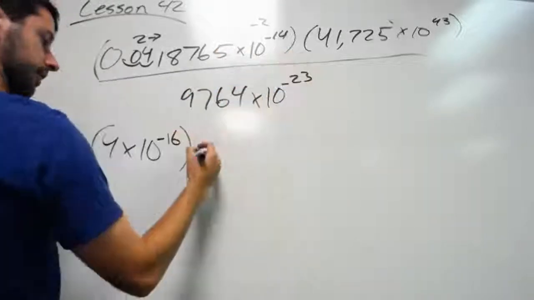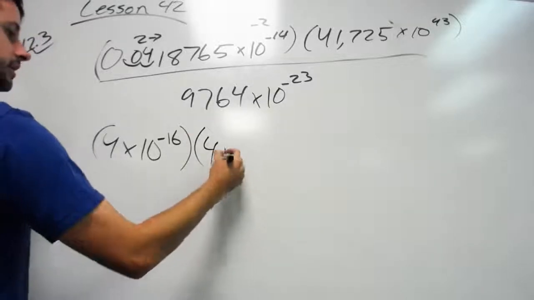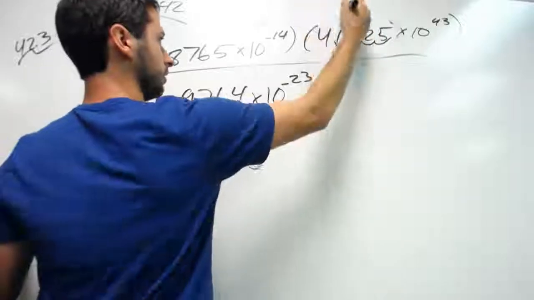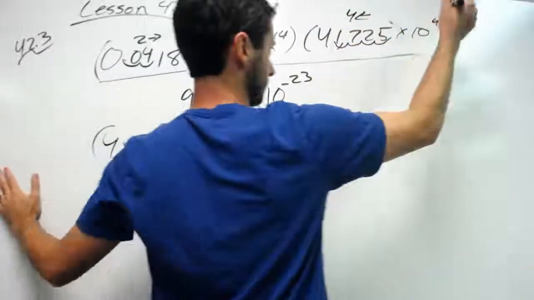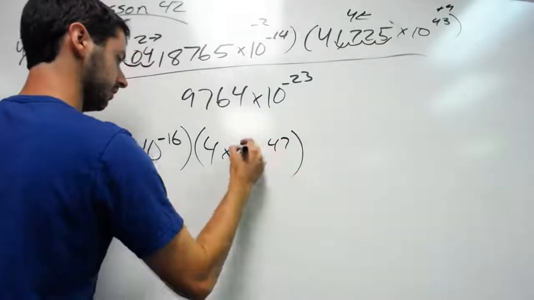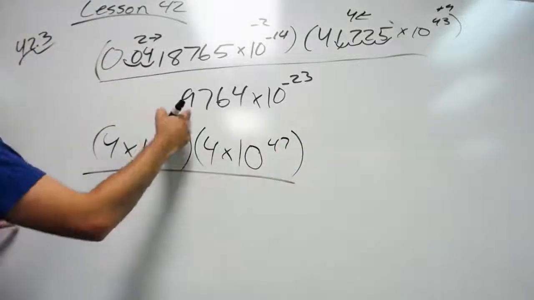This would round to 4 times 10, 1, 2, 3, 4. So 4 to the right, so add 4, 10 to the 47th, over, that's a 9, I believe, okay.